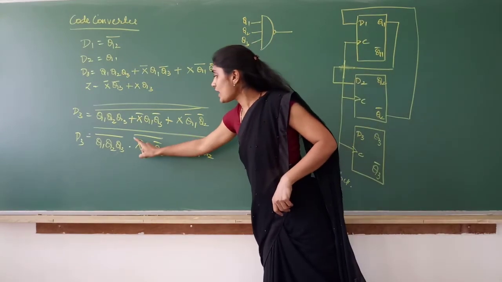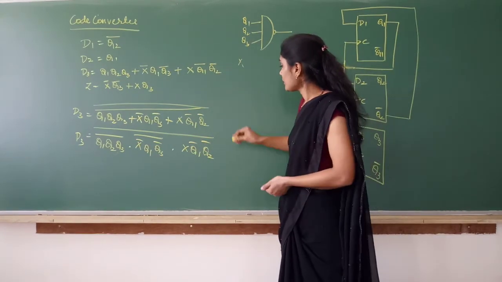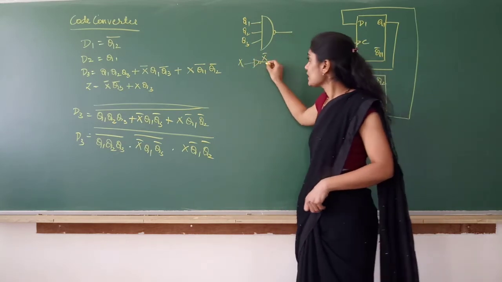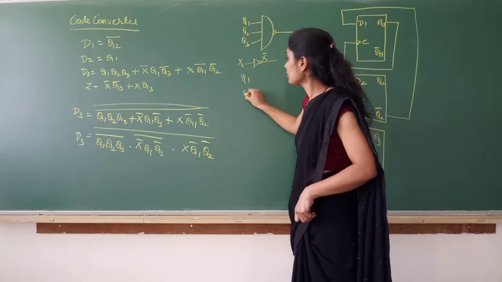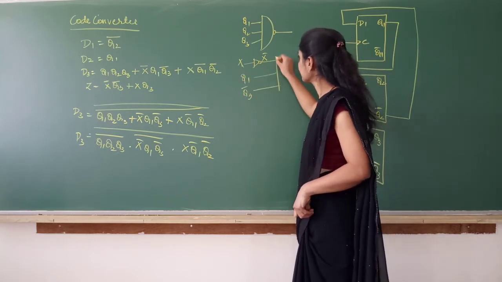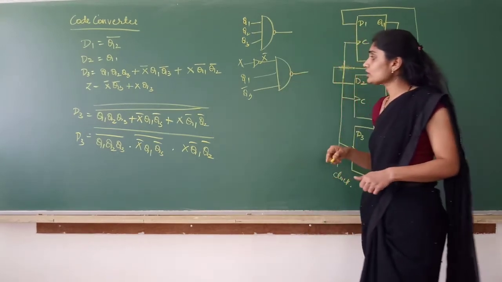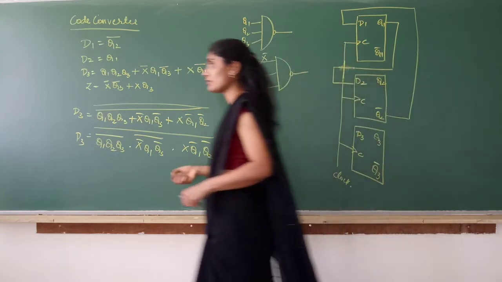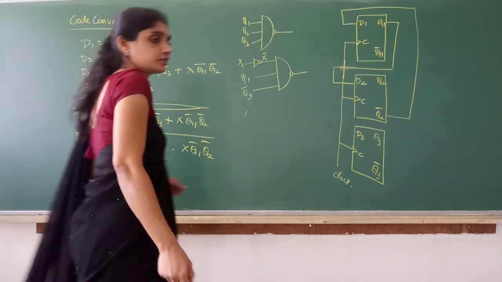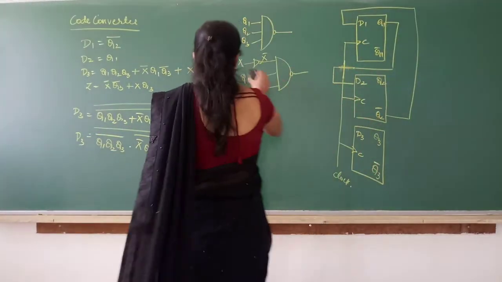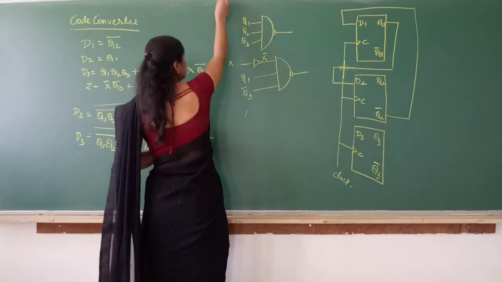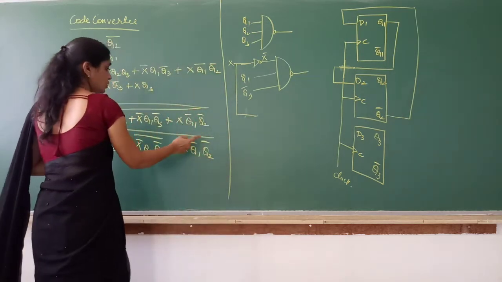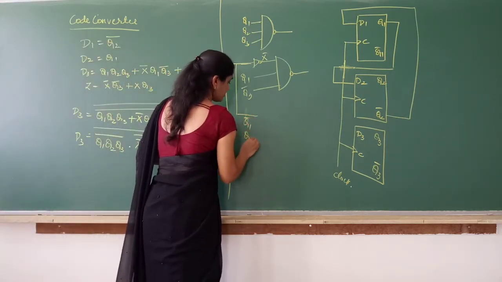Next, what do I want? X bar Q1 Q3 bar. You can take the variable X, complemented to X bar, and use a NAND gate again for this. Then I have X Q1 bar Q2 bar. X I have here only, so I take it from there. So I take X from here, along with Q1 bar and Q2 bar, and give these to a NAND gate.